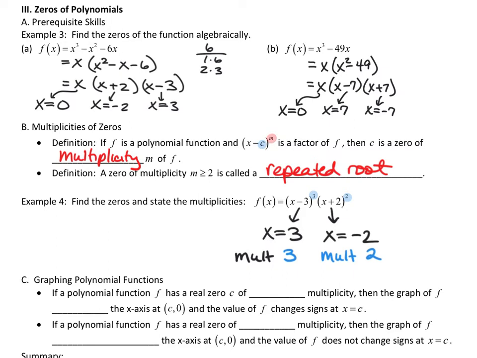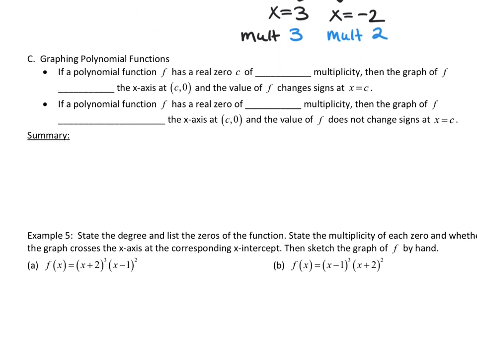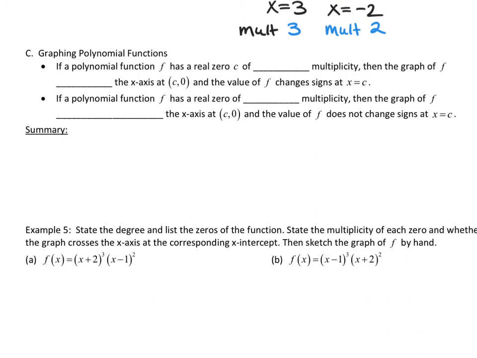Now what's cool about recognizing multiplicity is that it's going to help us sketch these functions. When we sketch them, we need to know about multiplicity. If a polynomial function f has a real 0 c of odd multiplicity, so 3, 5, 7, 9, then the graph of f crosses the x-axis at that point c comma 0. The value of f will change sign, so it's going to go from being underneath the x-axis to above, or from above the x-axis to below.